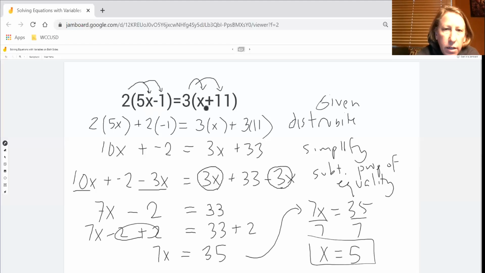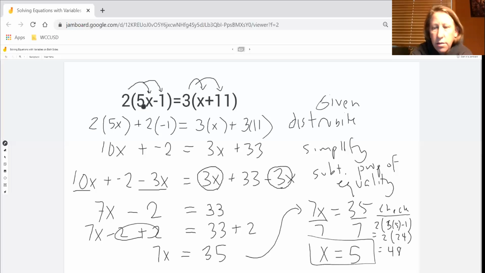So if I put a 5 in here and a 5 in here, hopefully both sides are going to be the same. Let's check it. I'm going to do 2 times 5 times 5 minus 1. That's going to be 2 times 24, which is going to be 48. So if I put a 5 in here, this side is 48.